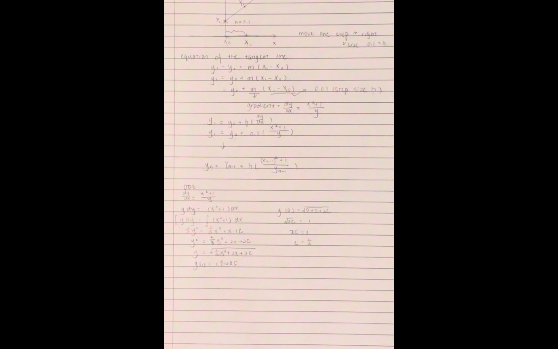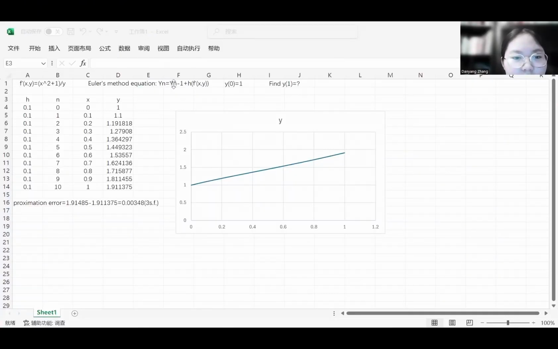1.91485. We have the equation yn equals yn minus 1 plus h times dy/dx. So when n equals 0, my x0 equals 0 and y0 is 1. We can see that from here. This is given. To find y1, I use the equation y0 in D4 plus A4, which is my h, times (C4 squared, my x squared, plus 1) over D4, my y. So dy/dx is this equation, (x squared plus 1) over y.